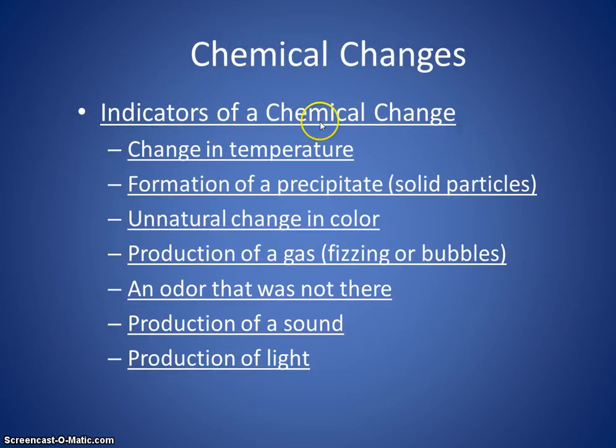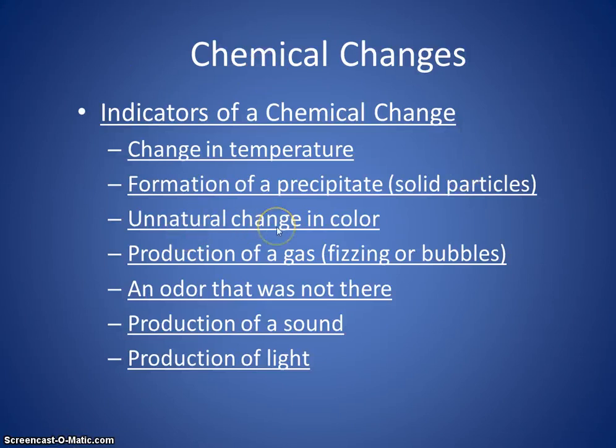All right, indicators, very important. You can have a change in temperature. Shows you a chemical change. It can get hot, it can get cold, right? A formation of a precipitate, okay? Sometimes you're going to mix two liquids together and you're going to get some solid particles, right? That doesn't seem right. That's obviously a chemical change. Definitely changed its properties, right?